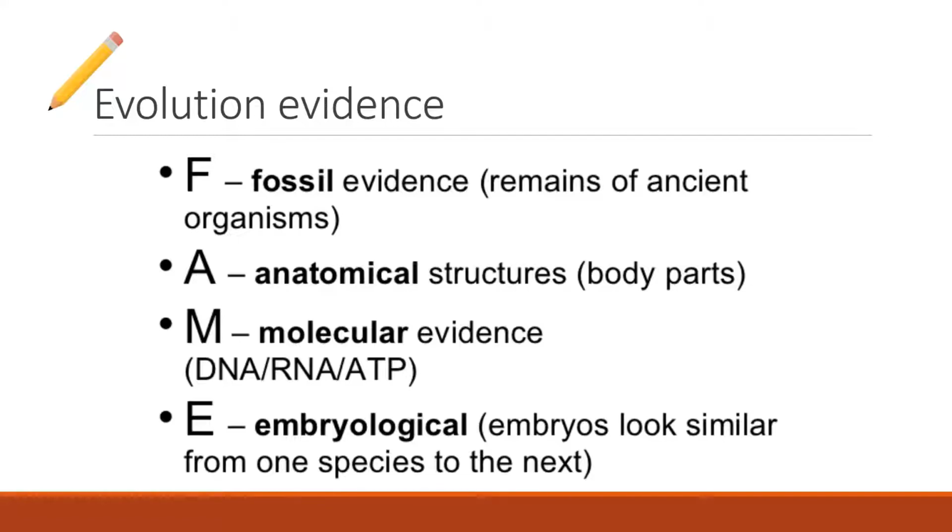Maybe you just want to write down the F, fossil, A, anatomical structures, M, molecular evidence, and E, embryological. That's fine, but it's up to you guys. So these are the other things we use to talk about evolution.